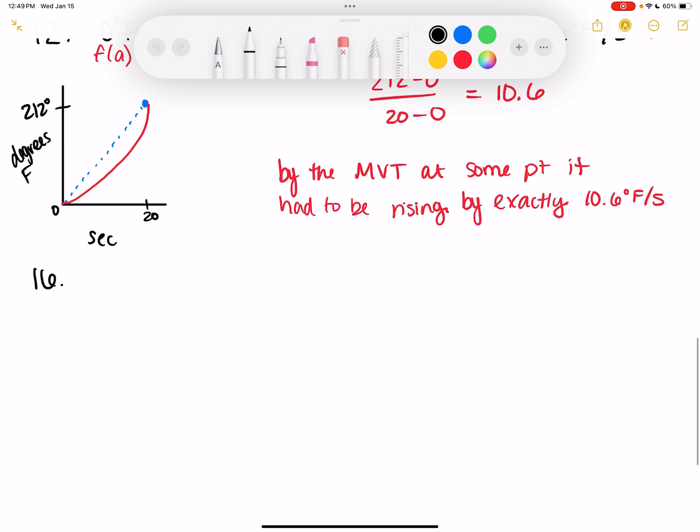All right, so these ones say to use analytic methods to find local extrema and the intervals on which the function is increasing and decreasing. g of x equals x squared minus x minus 12. The first thing I want to do is find the first and second derivatives.